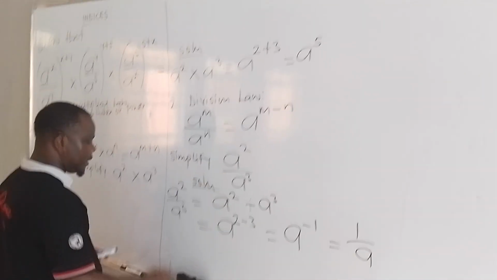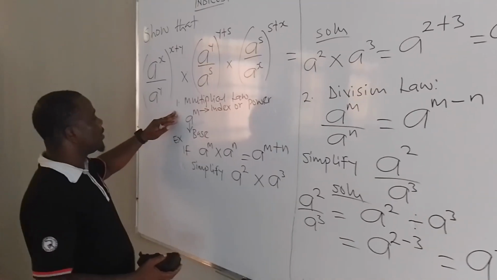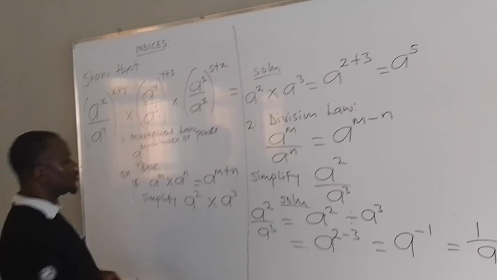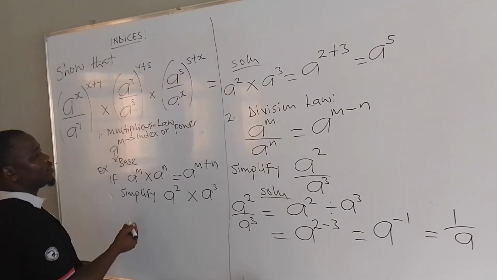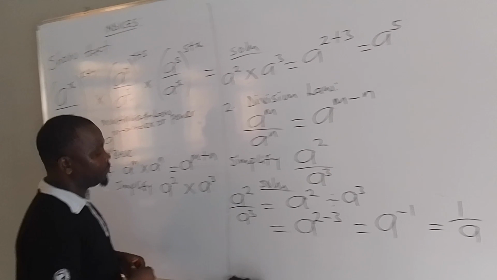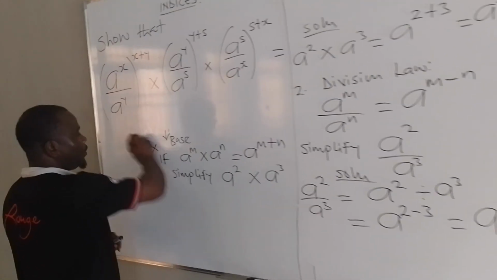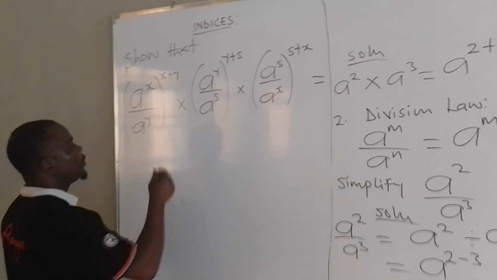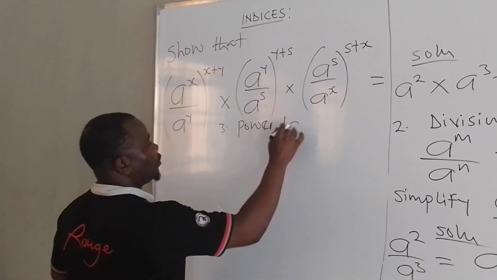Now, let's look at the list. I told you that we are going to look at 3 laws. I mentioned the multiplication law, the division law, and the power law. So lastly, let's look at the power law. Number 3, power law.